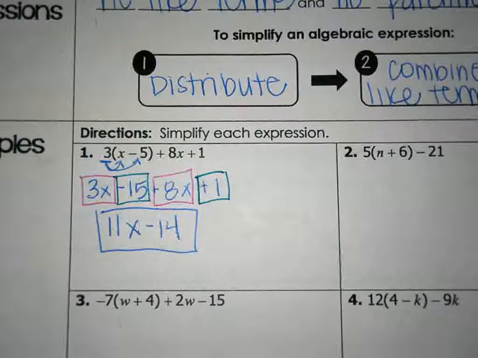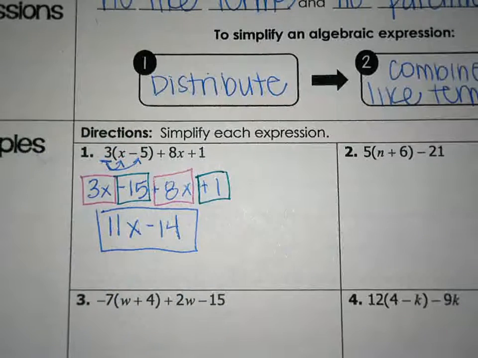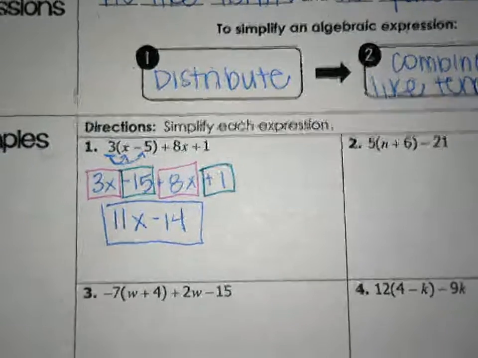So you are not learning anything new today or tomorrow. You are just putting two concepts that we've already learned together into one problem. Autumn, is it negative 15 plus 1, negative 14? Yep, integer rules. Okay, let's go to number 3.